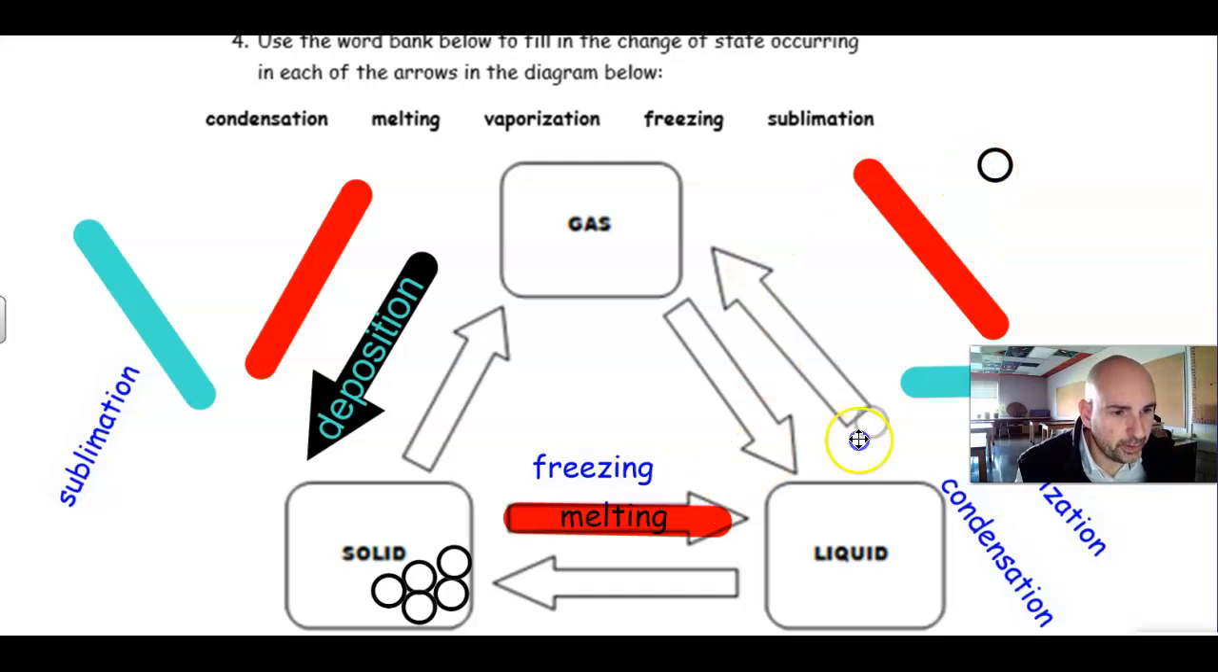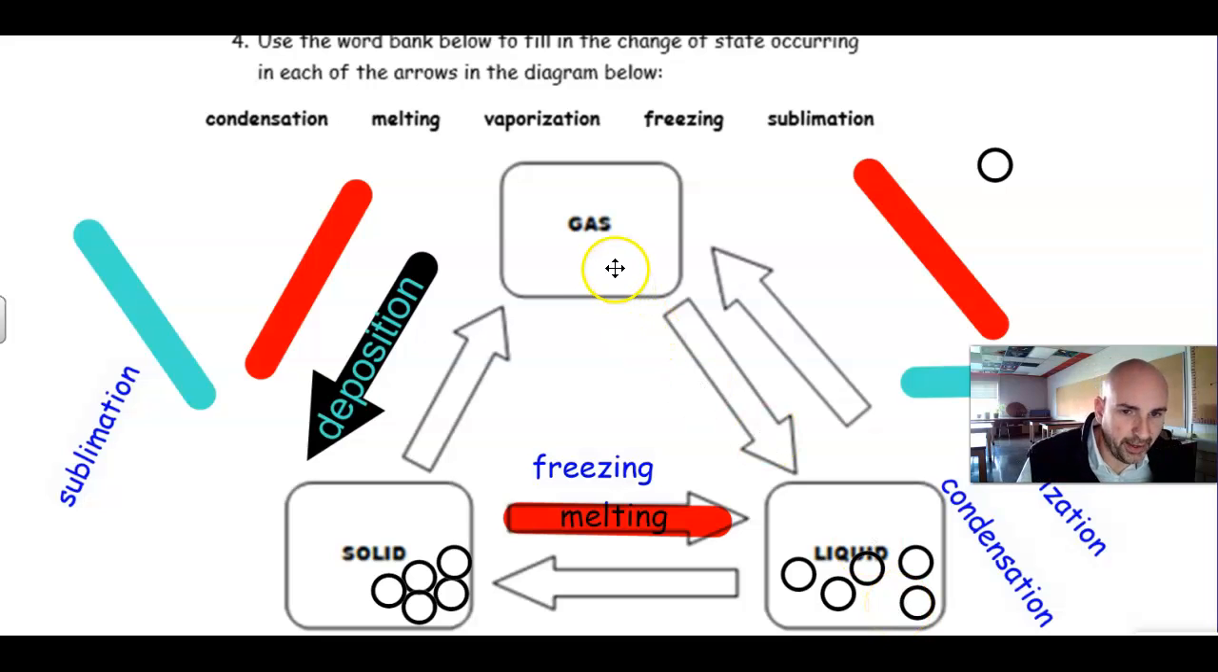The molecules in a liquid are the same molecules. However, they'll be slightly farther apart and able to flow. So I'll put the same 5 molecules in my liquid in a situation where they're able to flow. Continue on doing the same for gas and using your word bank to fill in the arrows.